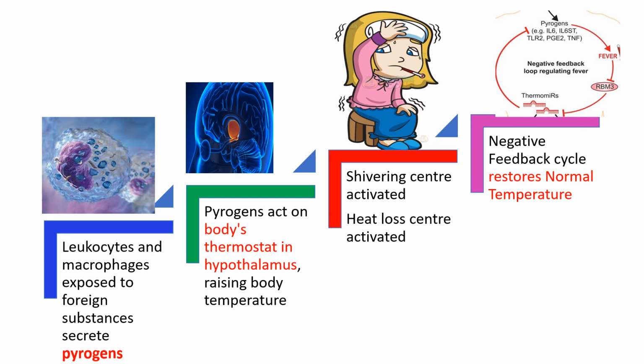Because of this, a negative feedback cycle will be initiated, and it will be responsible for restoration of normal body temperature. There will be heat loss, then again the blood will be carried to the hypothalamus, the thermostat, again resetting of the temperature, and this process of negative feedback loop will continue till the fever is decreased.